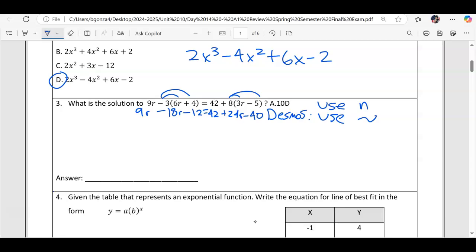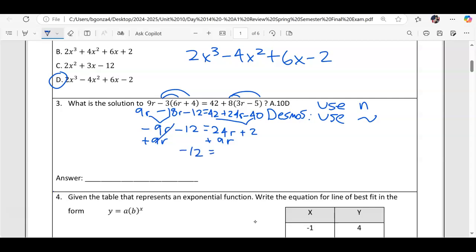Cool. You can combine like terms here. 9 minus 18 is negative 9r. Bring down minus 12. Bring down 24r. And then you can combine like terms. 42 minus 40 is positive 2. Get rid of the smaller r. To get rid of a minus 9, you add 9r.